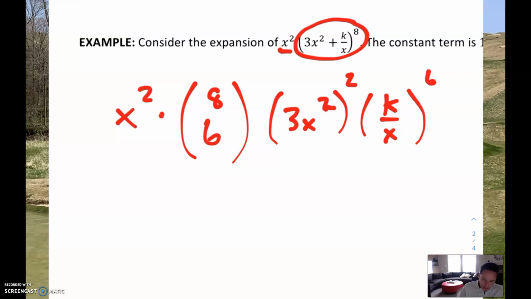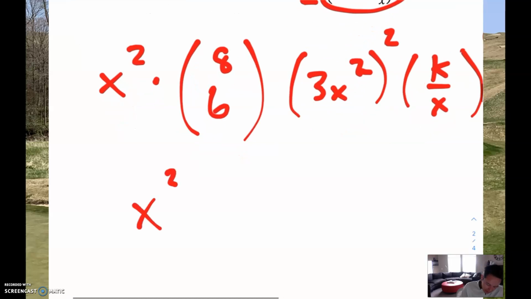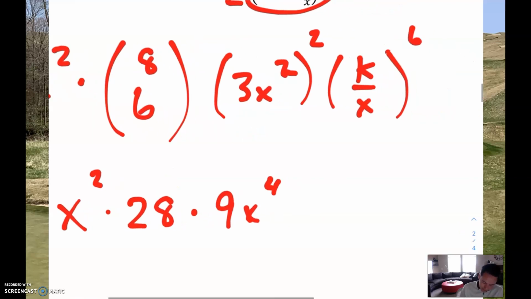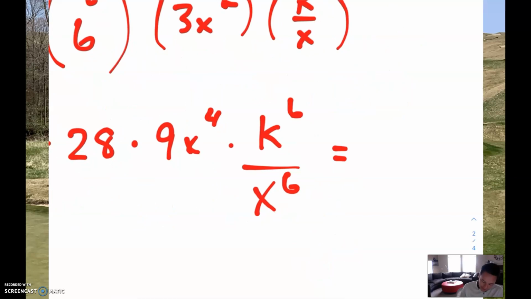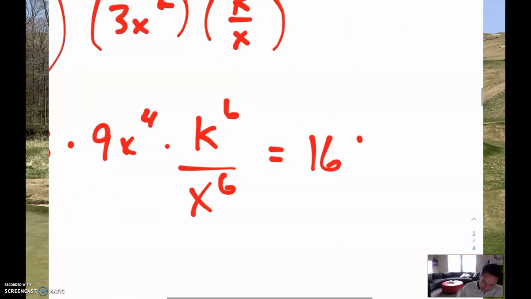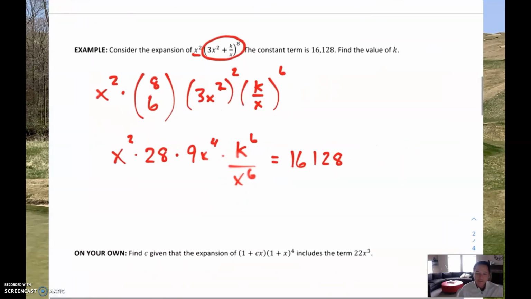So now let's multiply it all out. We have x squared times 8 choose 6, which becomes 28. 3x squared being squared gives you 9x to the 4th. And then this would be k to the 6th over x to the 6th. If you multiply all of that together, it should equal the constant term of 16,128. Now hopefully you notice the x squared times x to the 4th would give you x to the 6th. But if you divide it by x to the 6th, they all just cancel out.